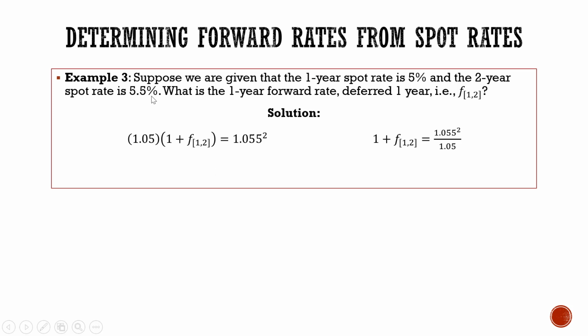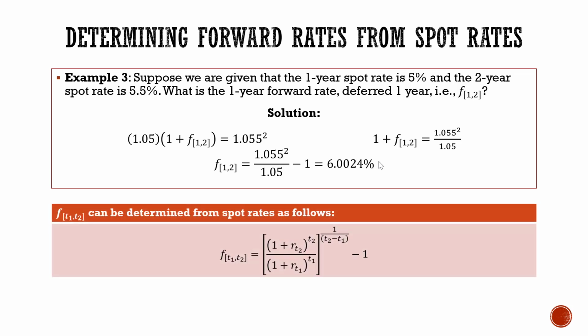If we use the 2-year spot rate of 5.5%, then $1 invested at time 0 will accumulate to 1.055 squared. Therefore, 1.05 times (1 + F_{1,2}) is equal to 1.055 squared. This is an equation in F_{1,2}, so it's easy to solve. F_{1,2} is 1.055 squared over 1.05, minus 1, which is 6.0024%.